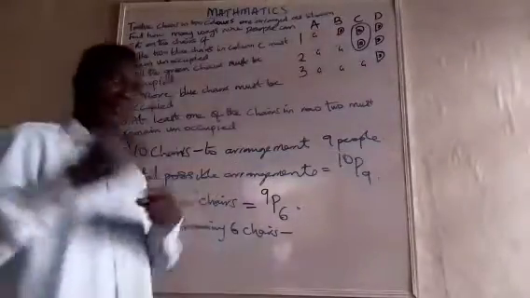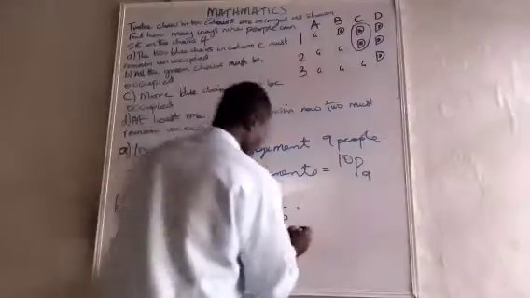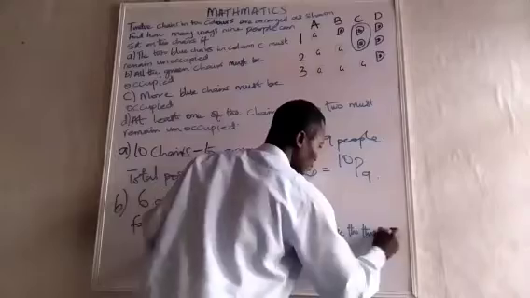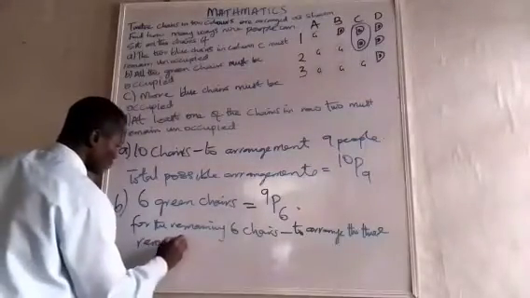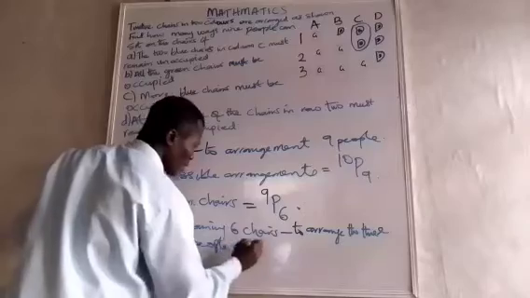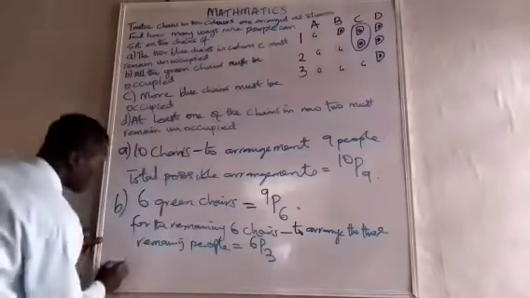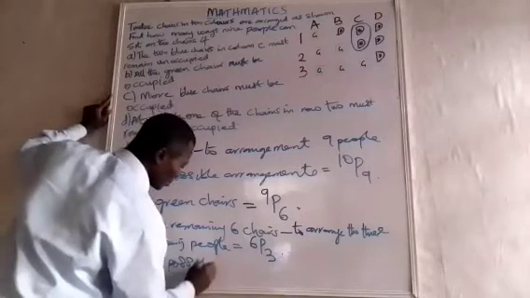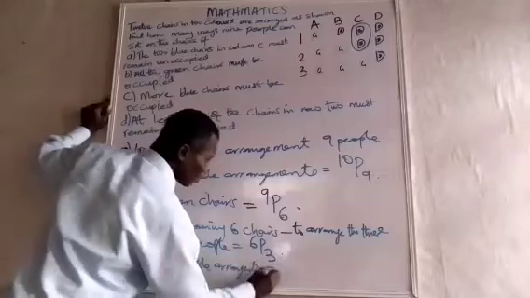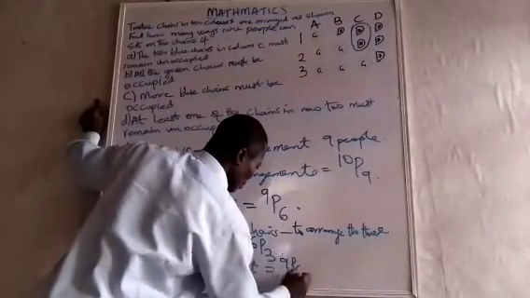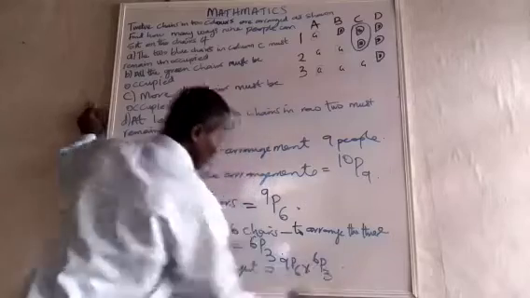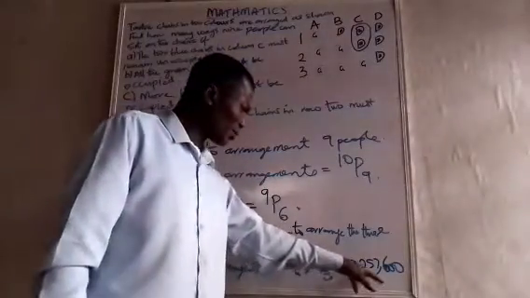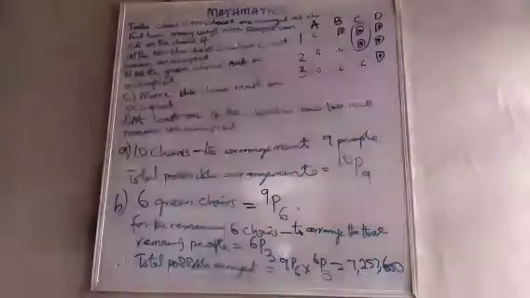So the number of ways to arrange the 3 remaining people in the 6 remaining chairs will be equal to 6P3. Therefore, total possible arrangements will be equal to 9P6 times 6P3. Let me work that out. So, that is 7,257,600 possible arrangements.